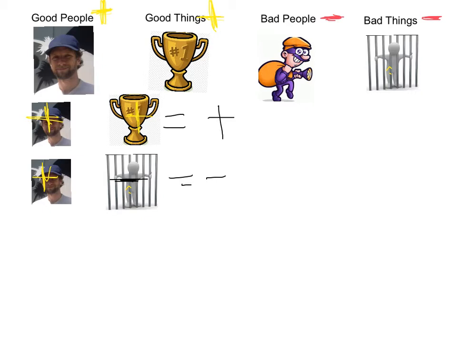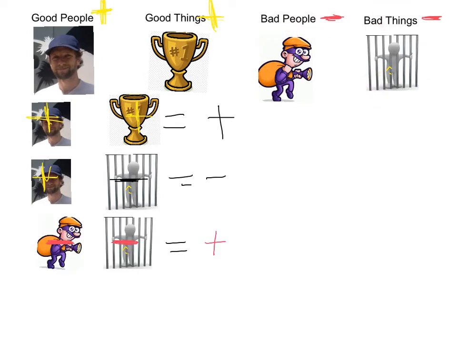On the other hand, if bad things happen to bad people, that's actually a good thing, right? We want our criminals to be in jail. So when bad things happen to bad people, that's actually a good thing. Now, what if good things happen to bad people? Well, that's not good. We don't want our criminals to be getting awards. We want them in jail. So if good things happen to bad people, that's actually a bad thing.